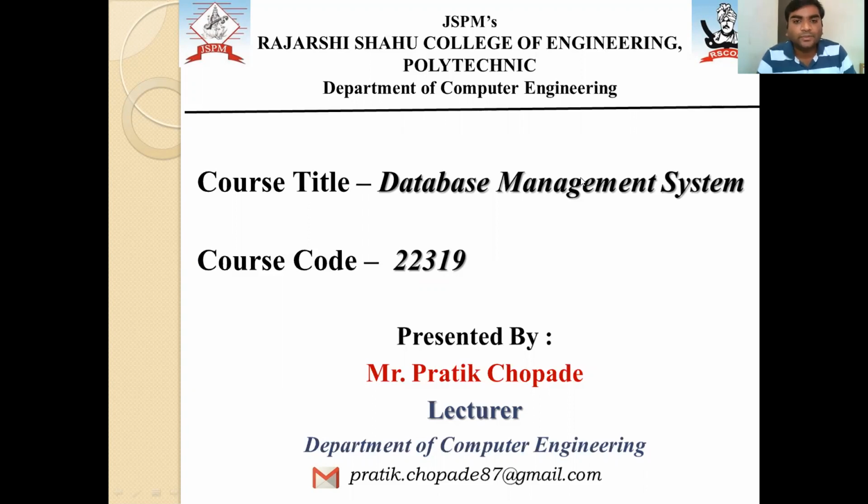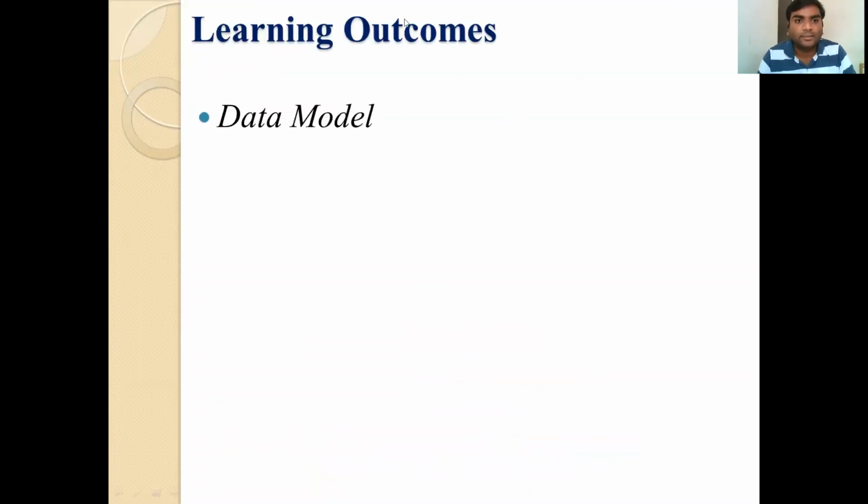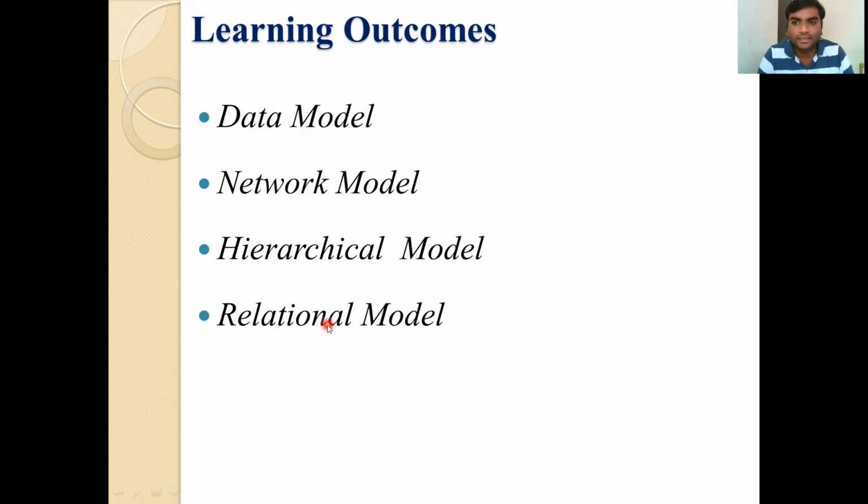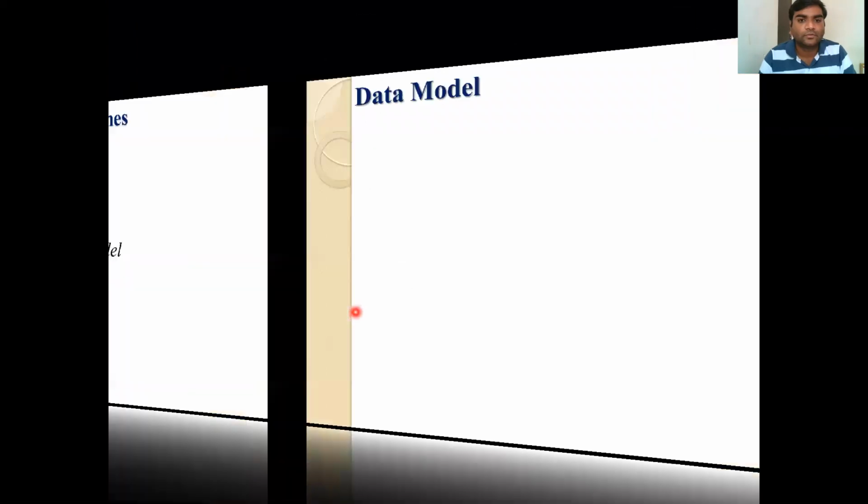Now, today's tutorial learning outcomes are: data model. What is a data model? What is the role of the data model that we have to see? Then three types of data model. First type is a network model, hierarchical model, and relational model. So these are the learning outcomes of this tutorial. So we start with the data model.